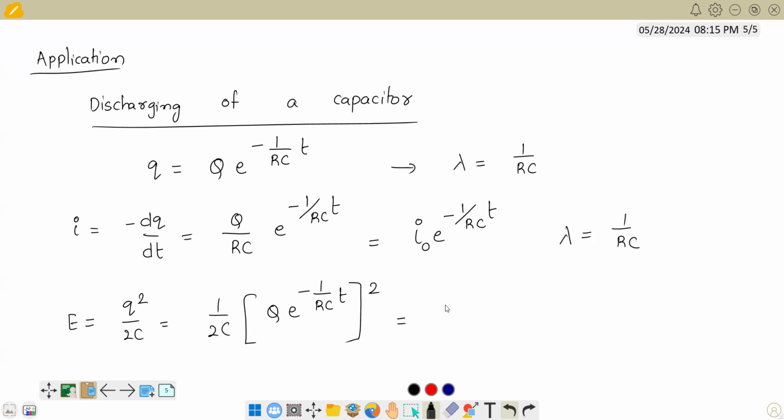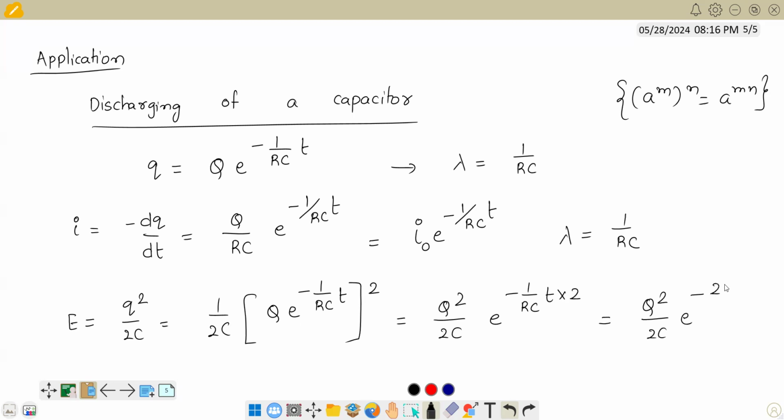I think you know this formula, a power m whole power n is a power m into n. If you have a negative sign in the power, when you square it, it won't become positive. So e power minus 1 by RC into T, into 2. So you will get a power mn. So q square by 2c into e power minus 2t by RC. But here, as you can see, the lambda value would be 2 by RC.